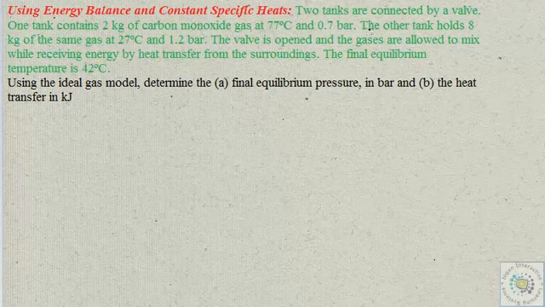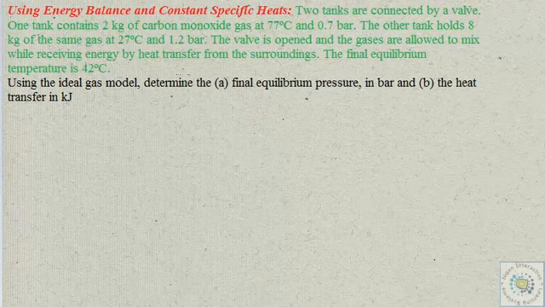We are given here that two tanks are connected by a valve. One tank contains 2 kilograms of carbon monoxide gas at 77.7 bar, and the other one holds 8 kilograms of the same gas at 1.2 bar. So the valve is opened and our gases are allowed to mix, and there's no insulation and heat is being transferred from the surrounding towards the system.